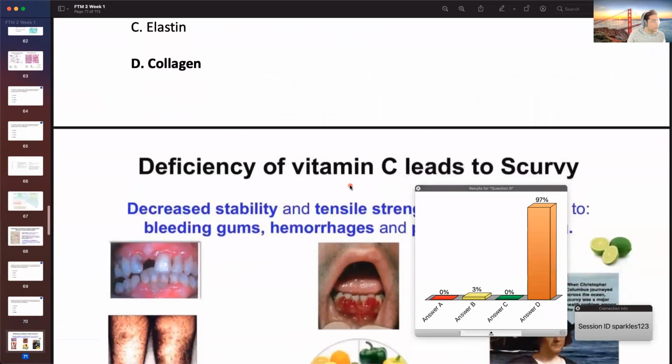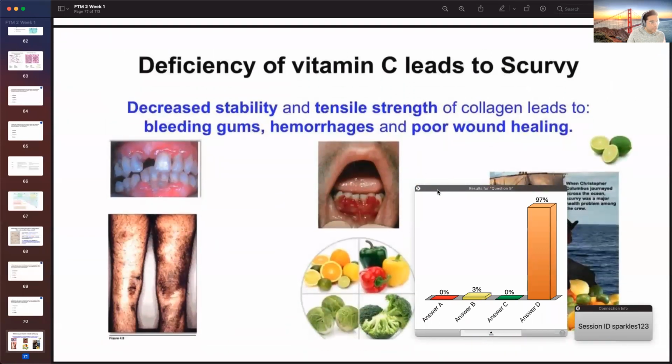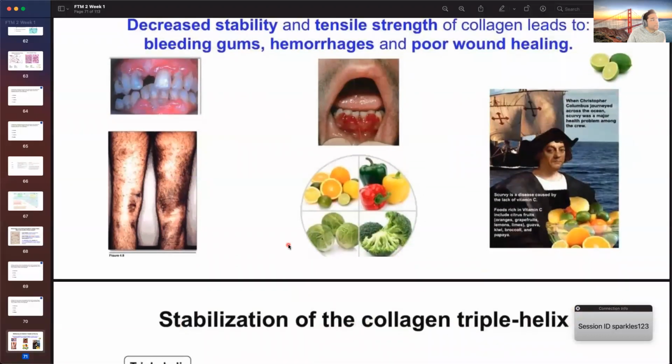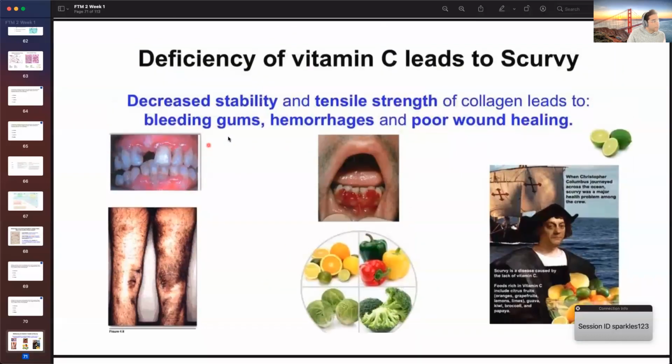And here's how it looks. It's decreased stability and tensile strength of collagen, so it can quickly degrade. You're going to see bleeding gums, hemorrhages, and poor wound healing. Wounds that you've previously sustained and healed over will start to reopen, which is kind of scary. So just be aware of that. Any buzzwordiness with these will lead you to a vitamin C deficiency.